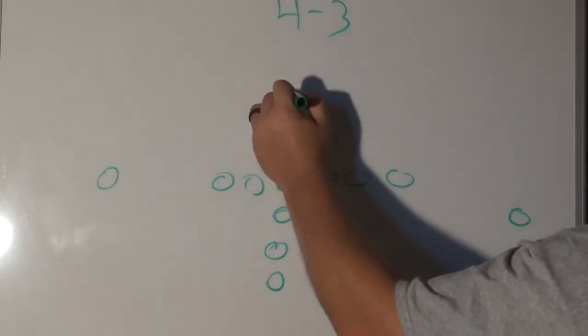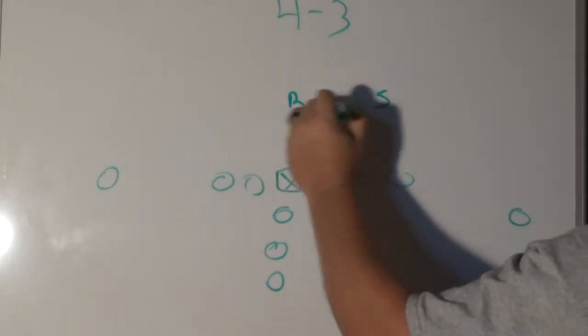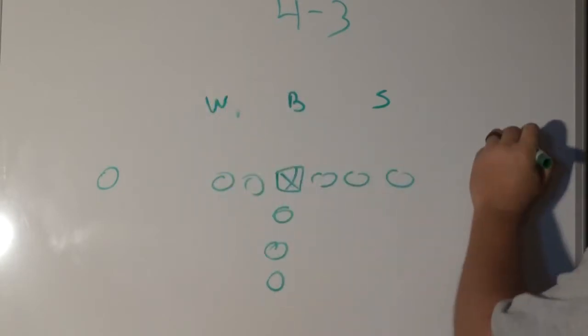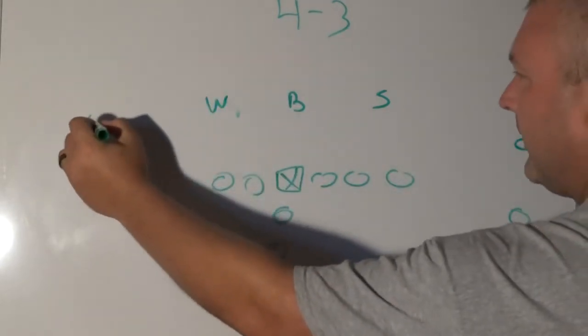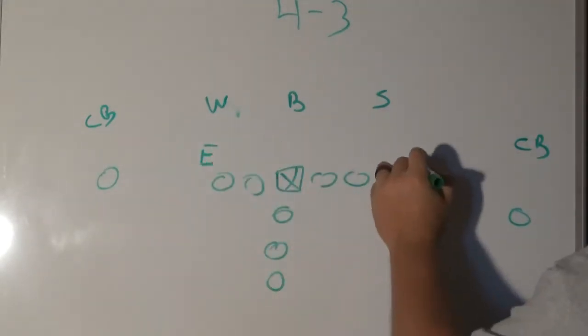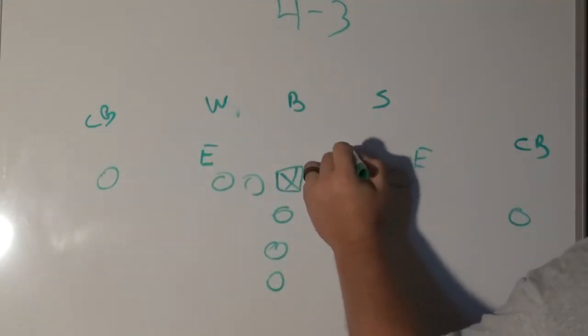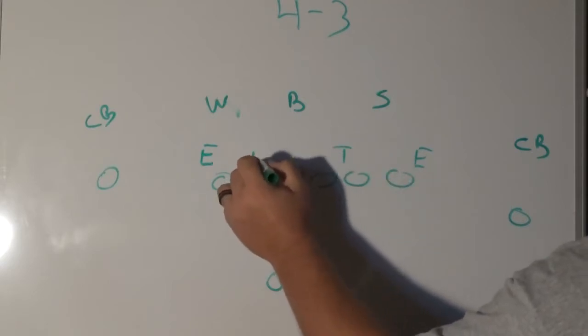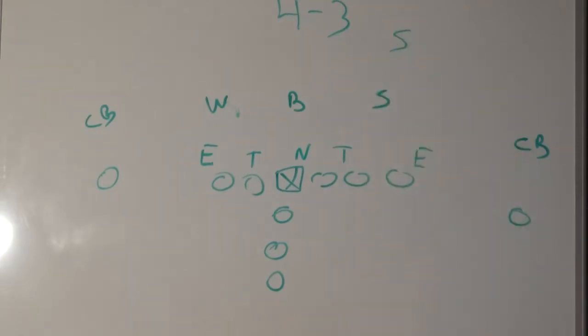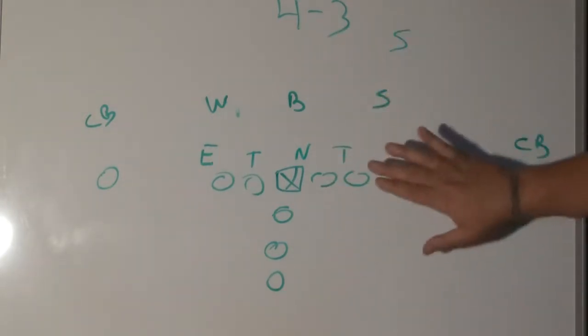You have your middle linebacker, your strong side, and your weak side linebacker. You still have a cornerback and a cornerback. You still have an end, a tackle, and a nose, which would be, this is obviously a 5-0.